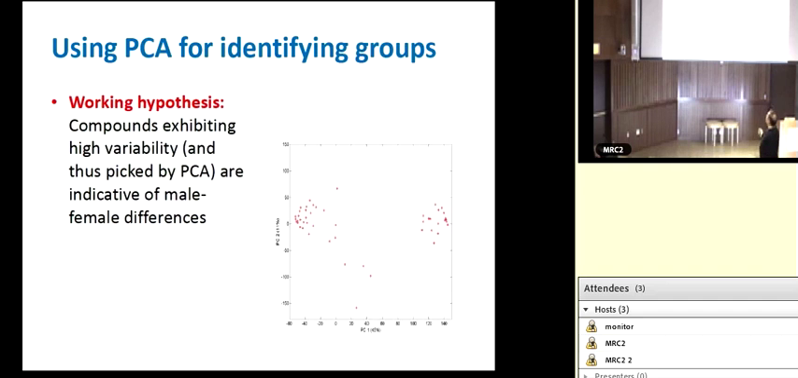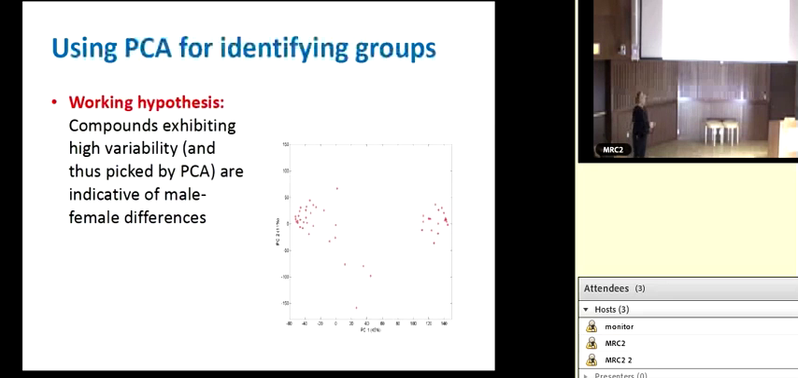Essentially, my working hypothesis was, this is an LCMS untargeted platform, that the compounds that exhibit high variability, and therefore contribute mostly to PCA, are indicative of the group differences. So here I'm not even looking at any of the compounds. I just got the Excel spreadsheet, selected compounds of high variability, and dumped them into a PCA plot, and in this picture I have explained 56% of the total variance.